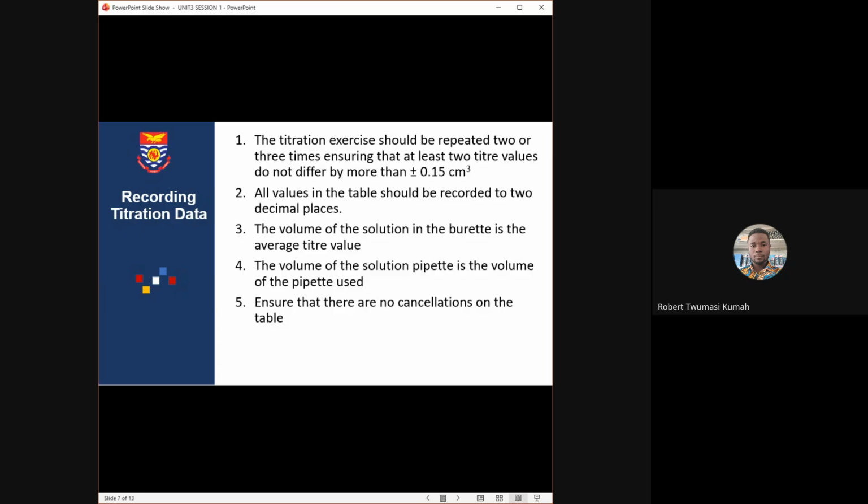And so make sure that everything is accurate and on point. If you are not too sure, you can find a place that is not relevant, do a rough work there, do a table there, record your values there. If there are cancellations, you do that before you come and write your final table.